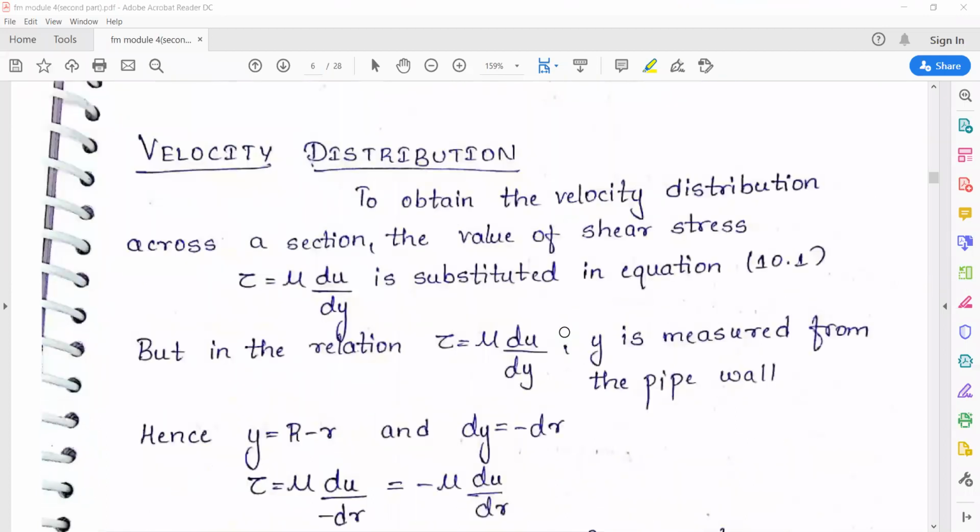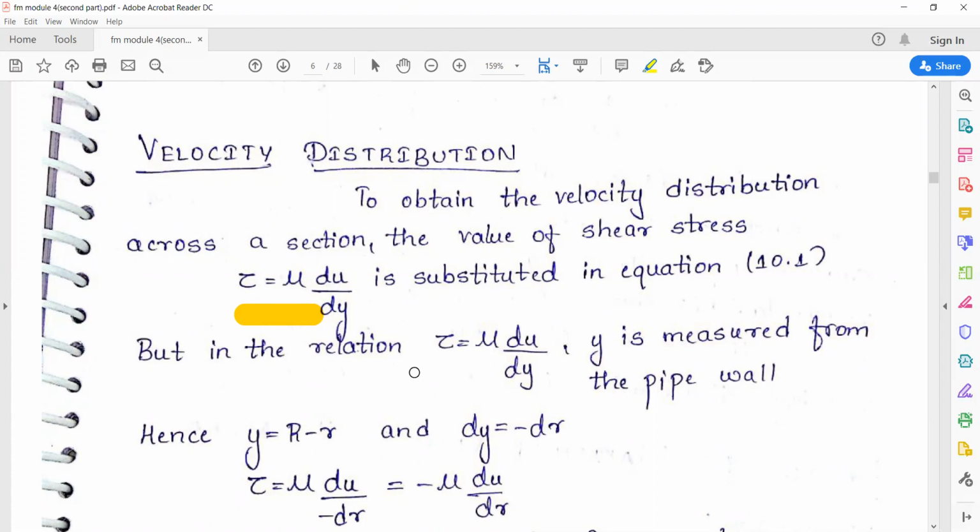Now we can discuss the velocity distribution equation. Already we have derived the equation for shear stress. To obtain the velocity distribution equation, we can make use of Newton's law of viscosity formula. In the first module, we studied Newton's law of viscosity. According to it, tau is equal to mu into du by dy.